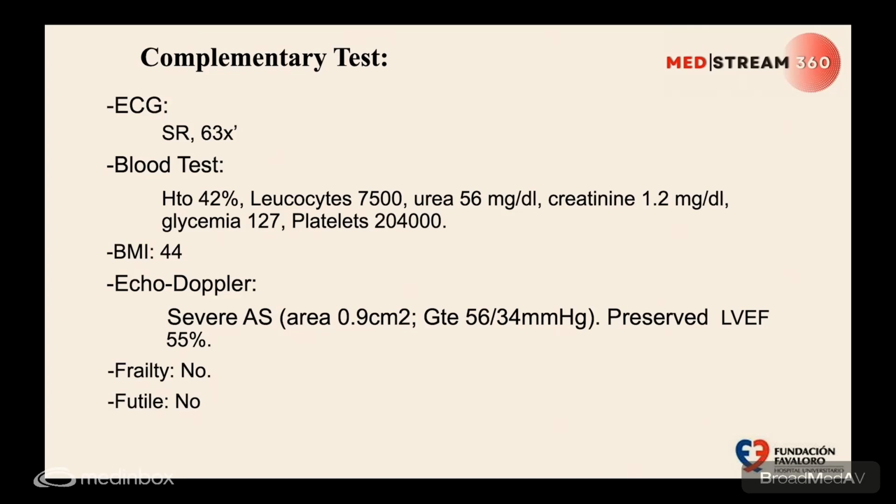The blood test is quite normal, with a little bit high urea and creatinine, borderline. The body mass index is 44, and the echo Doppler unveiled severe aortic stenosis with an area of 0.9, with gradients of 56 and 34, the same gradient which was measured recently here in the lab. He has a preserved left ventricular ejection fraction of 55. He is not frail, and he's not fragile for this procedure.